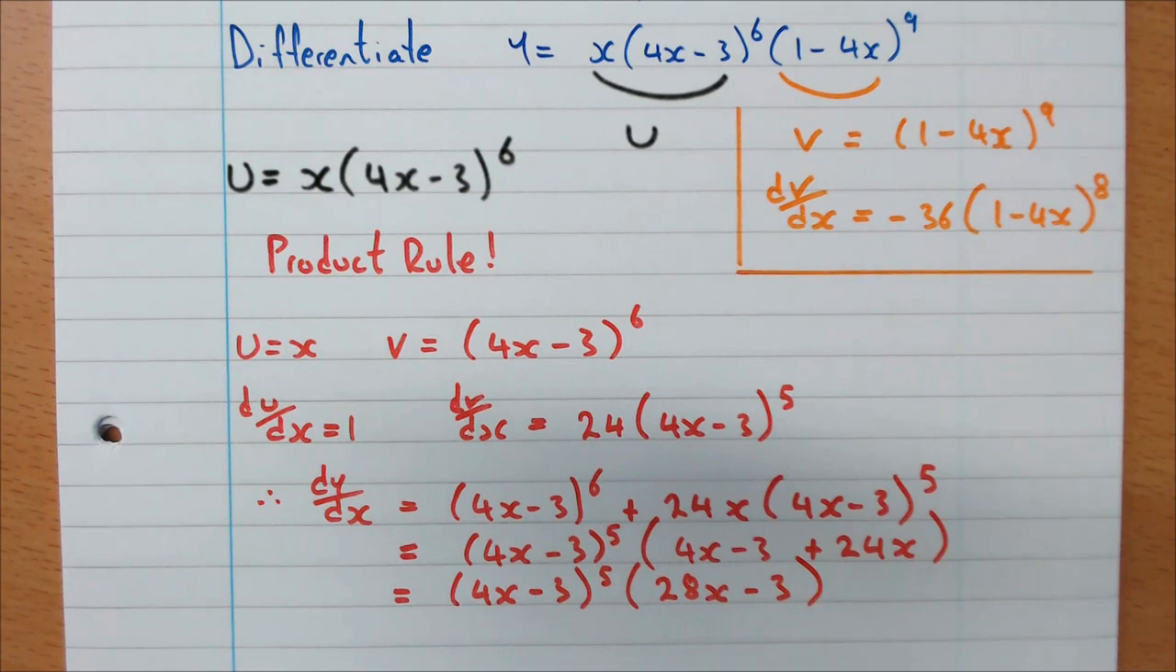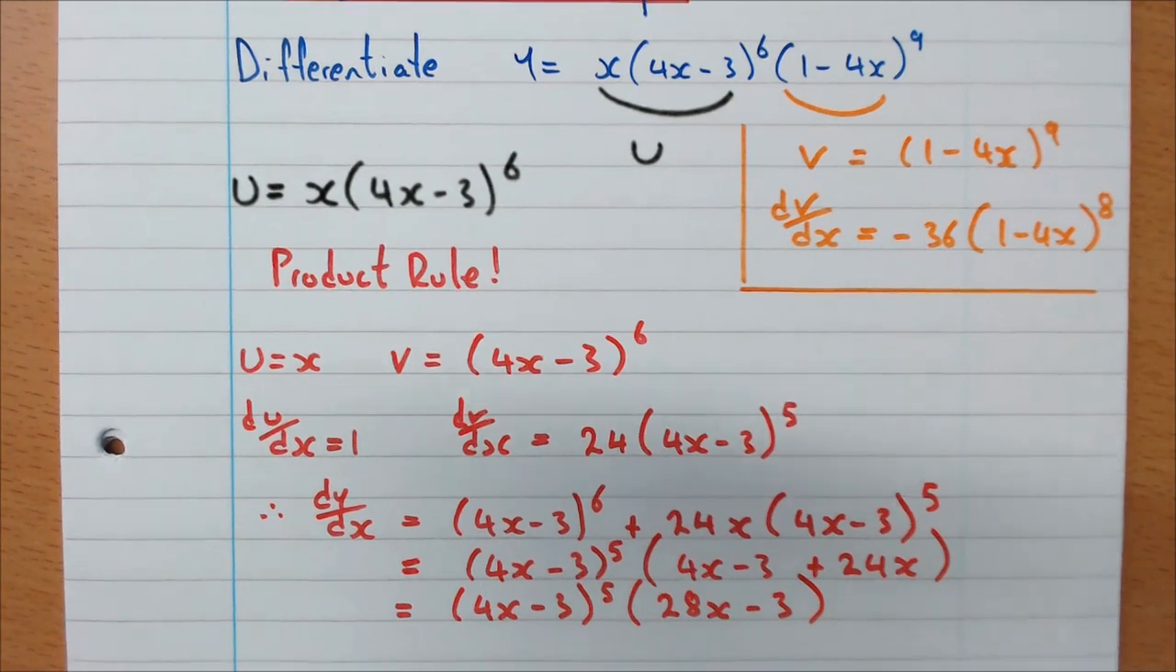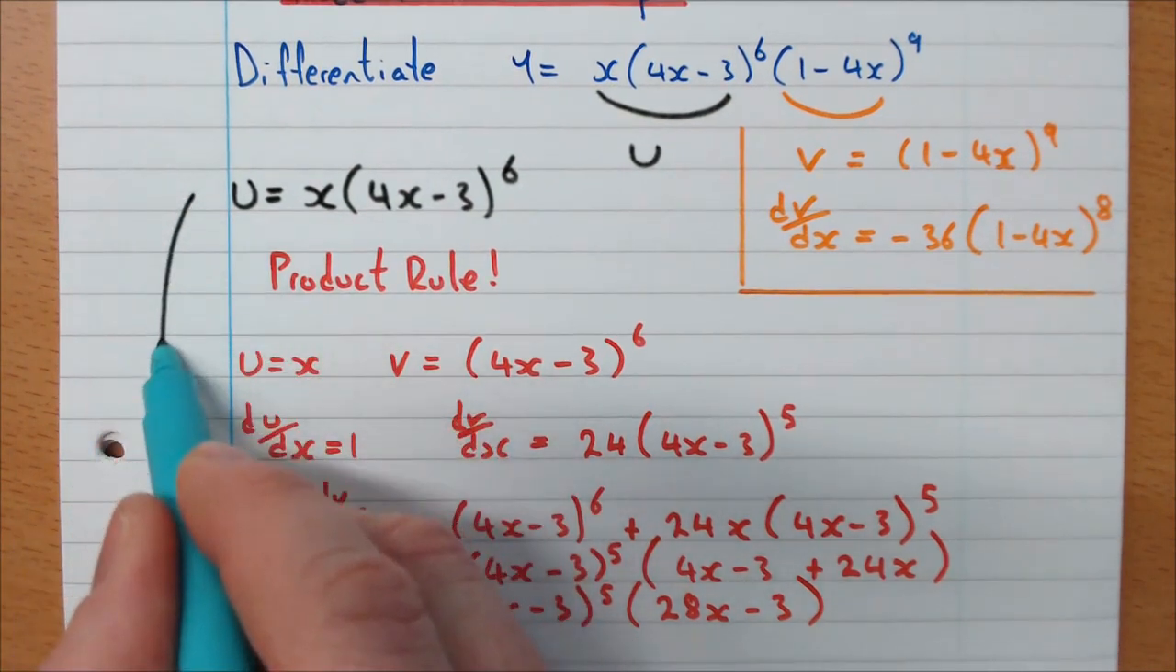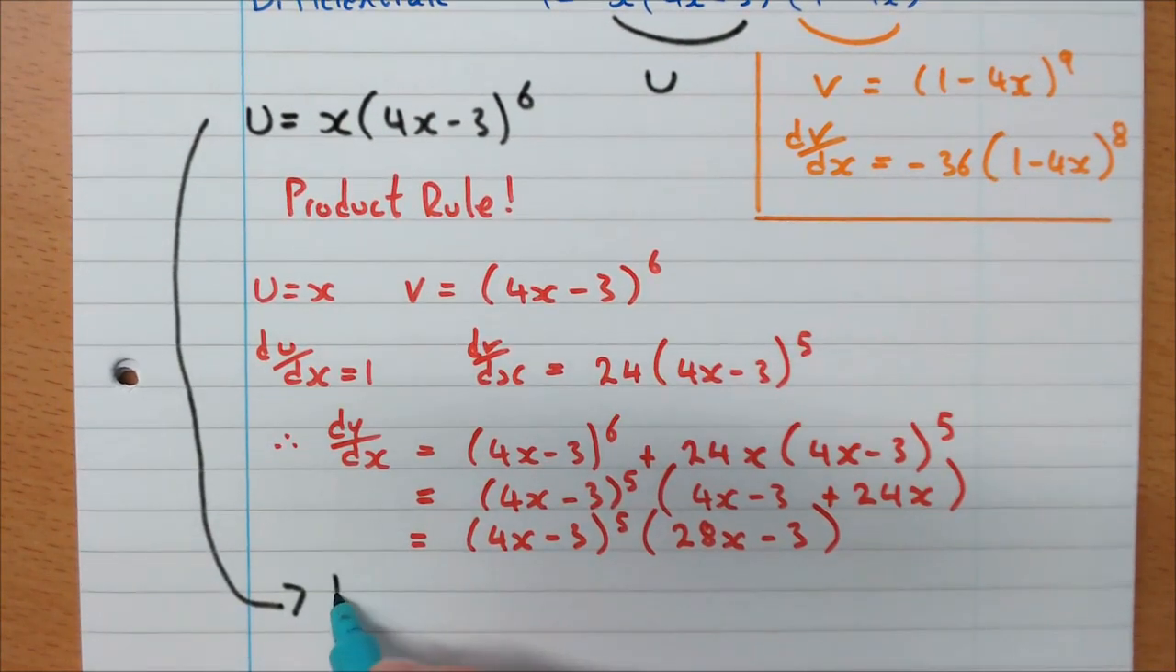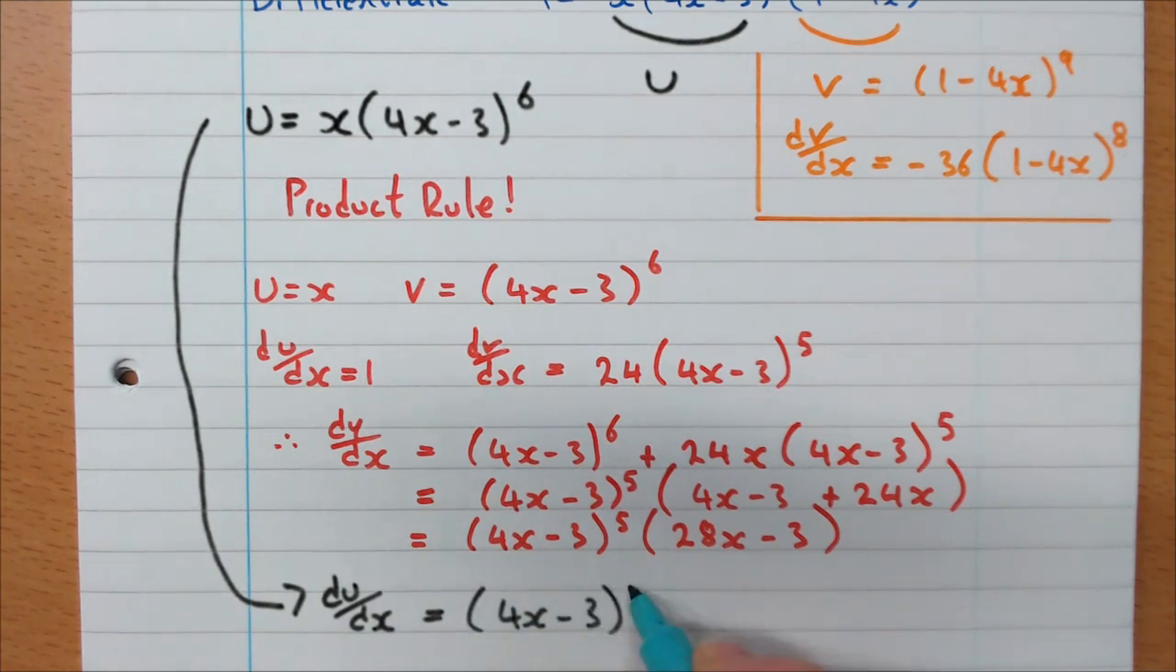Now that means, going back to my original question, that black part at the top, u equals x(1 − 4x)^6. If you differentiate that, you get the answer we've just worked out. So (4x − 3)^5 times (28x − 3). And now I've done all the parts for my product rule.